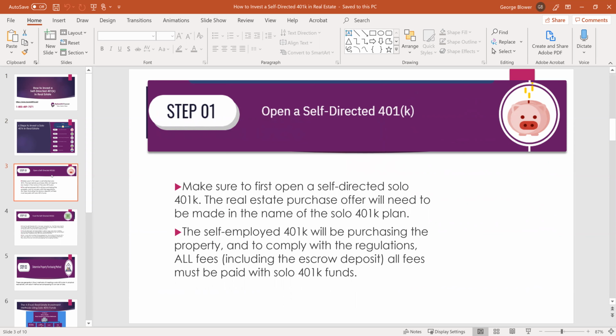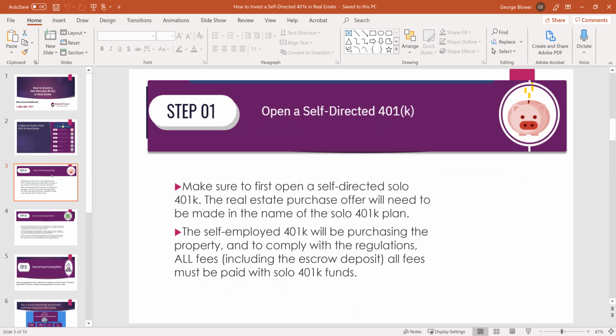For example, you cannot go to Fidelity or Schwab or many of the other companies out there that offer solo 401k plans, because of course their plans don't allow you to invest in real estate. They want you to invest in one of their other products where they make money.